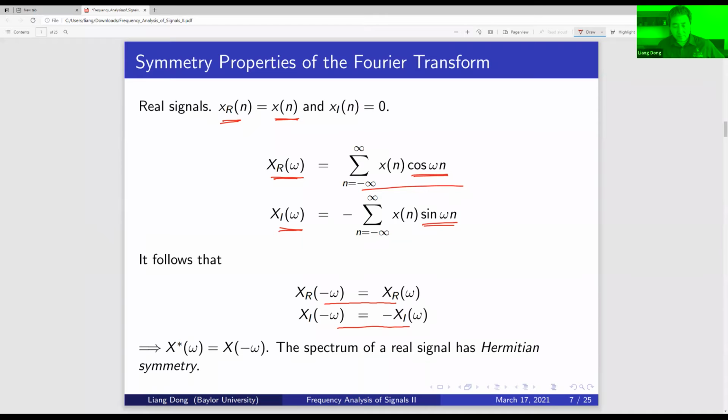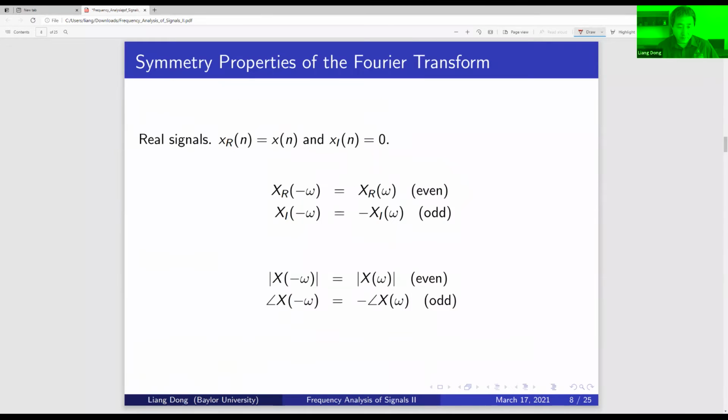And that gives us this, which is the Hermitian symmetry, or some people call that conjugate symmetry. Hermitian just means that the conjugate of X omega equals X negative omega. So we have a symmetry, but it's a conjugate symmetry. We call it Hermitian symmetry. For real signals, we get those: the frequency domain signal is even in the real part, odd in the imaginary part.